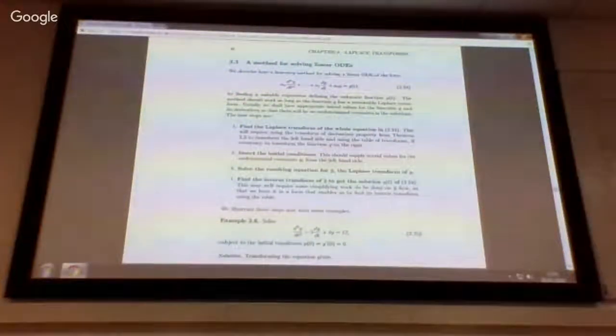Pretty large chapters in this course. So we're looking at Laplace transforms, and lately we've been looking at how they are used to solve differential equations. So the actual solution method.